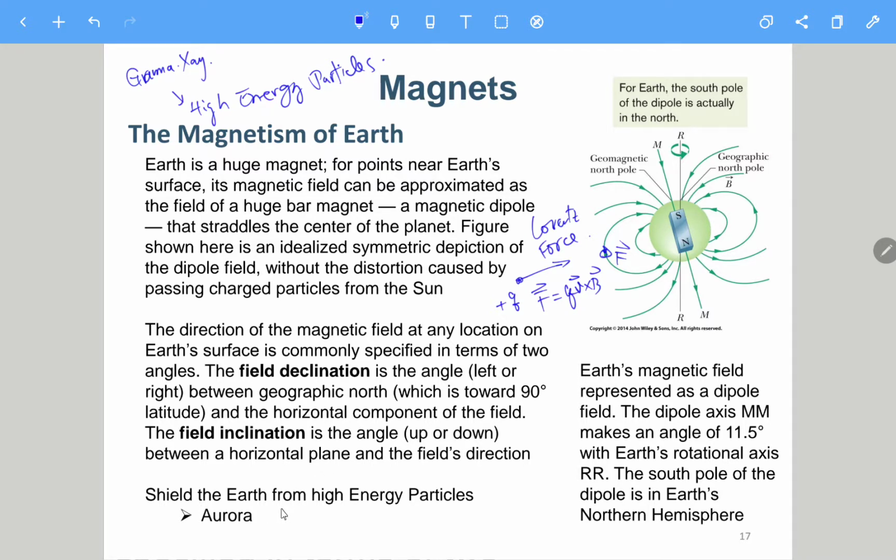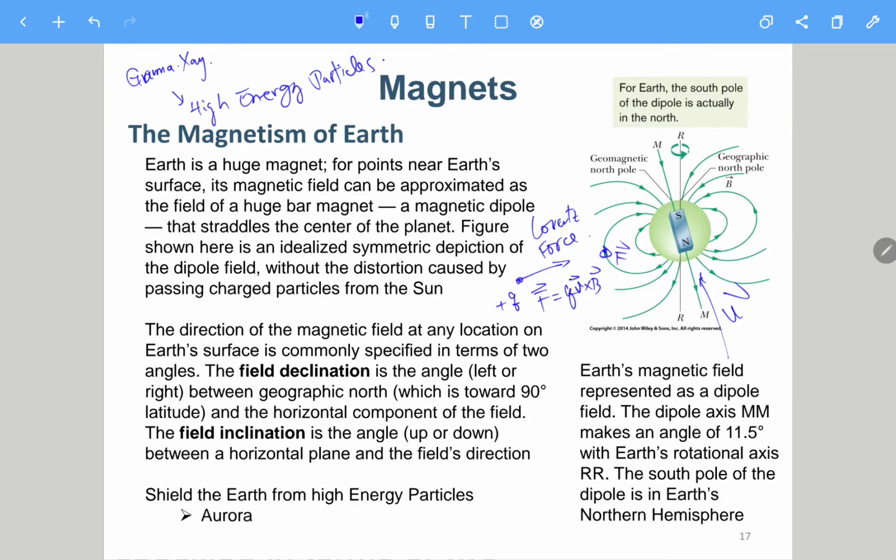Actually, for the magnetic dipole, there are some weak points, which are the geomagnetic north pole and south pole. You can imagine the charged particle shooting from here. Here the magnetic field is opposite to the velocity. This is V, and B is pointing to the opposite side.